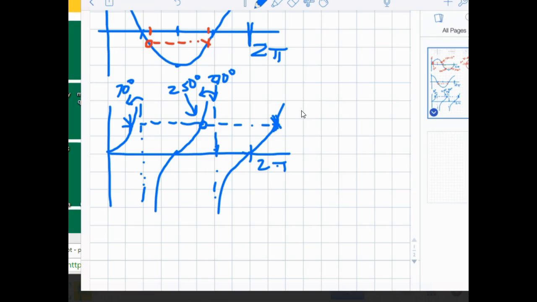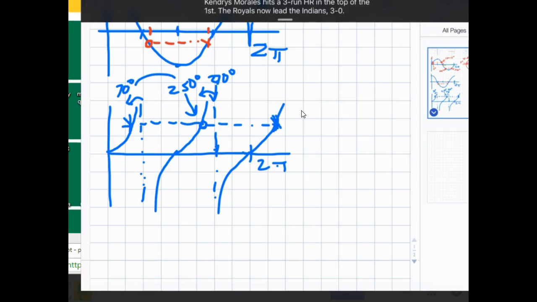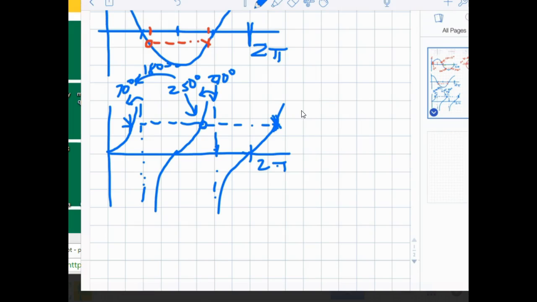And then maybe you could think, okay, how do I figure out where the others are? All I need to do is jump by 180 degrees every time. Okay? Maybe that confused you more than it helped. Come by and ask me questions if you are confused.